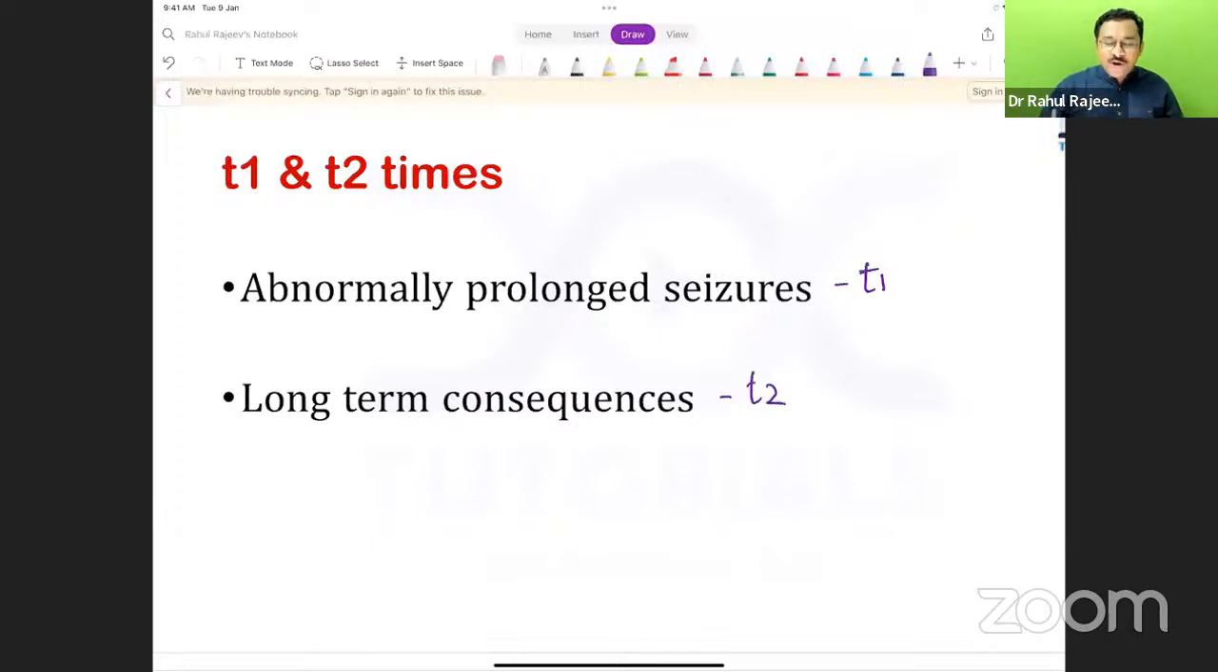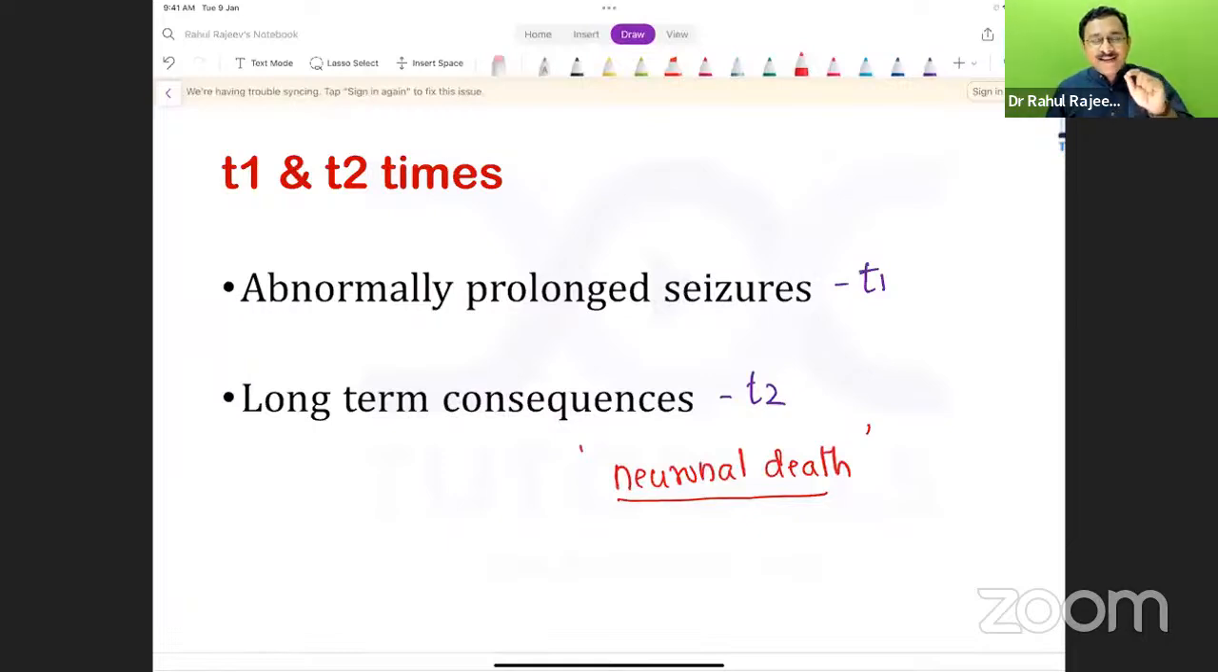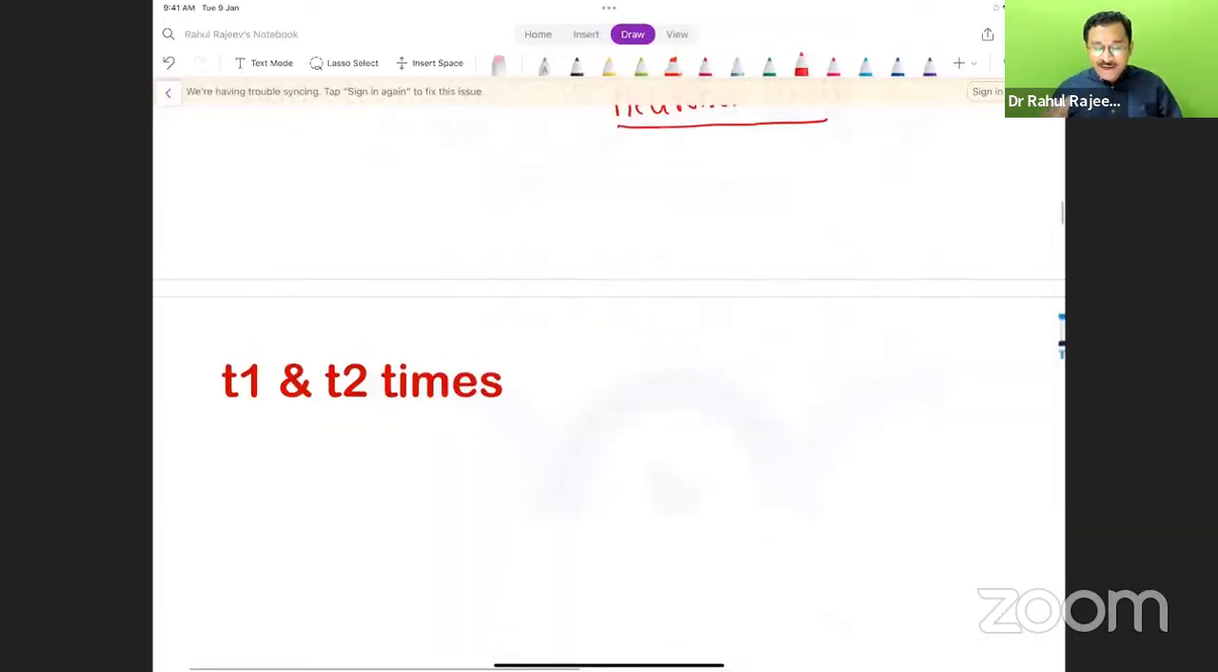Now, what do you mean by these long-term consequences? Suppose there is a patient in the emergency department who is having a seizure for a relatively longer period. What is the problem? There is a definite chance of neuronal injury, and there is a chance of neuronal death as well. And obviously, you will have alteration of the neuronal networks. This particular time period is the T2 time period. Now, why are these time periods important? Are they important in routine management? My answer is yes. Now, why do I say so?